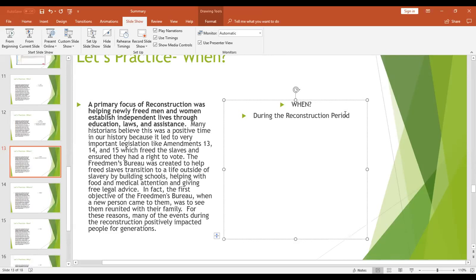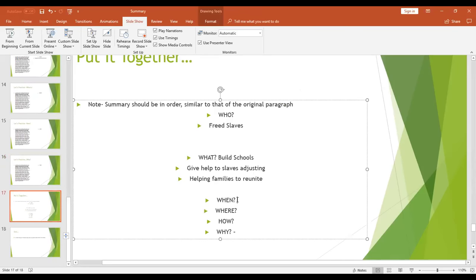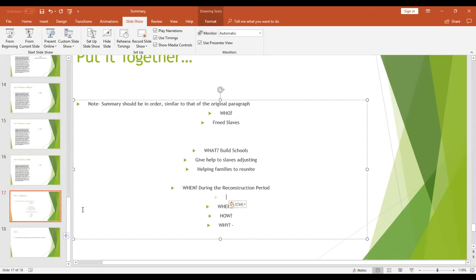All right, so we got that part. That was the pretty obvious one because it pretty much comes out in the text. So I'm going to add that down here to when. Okay.